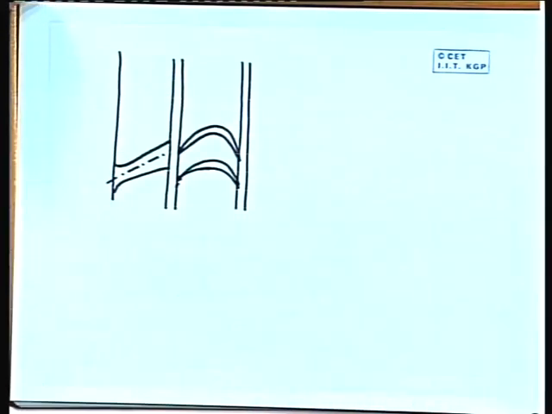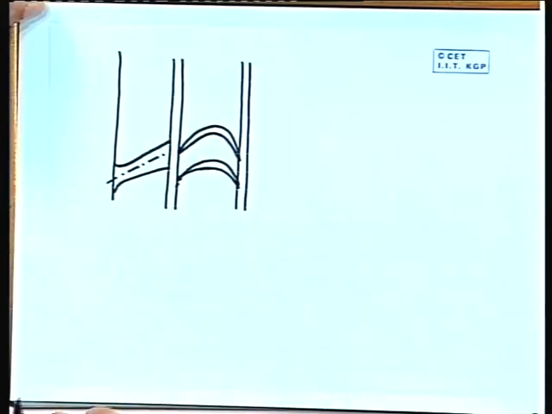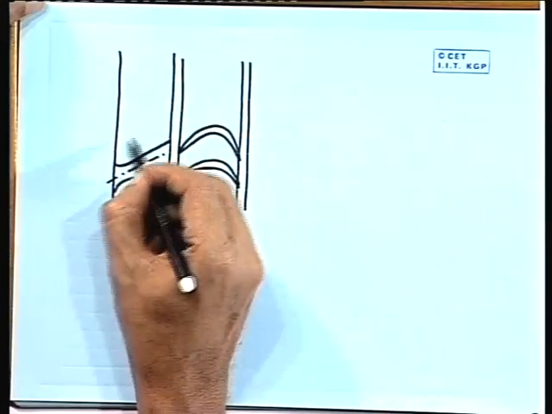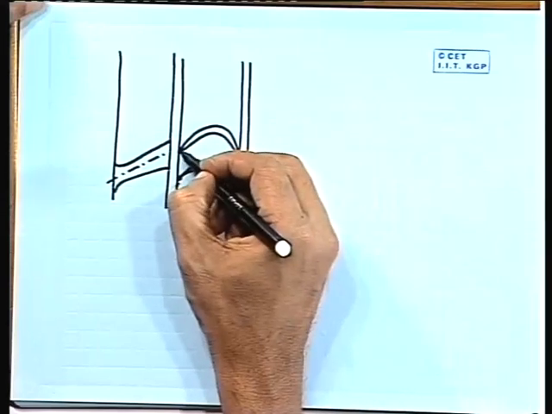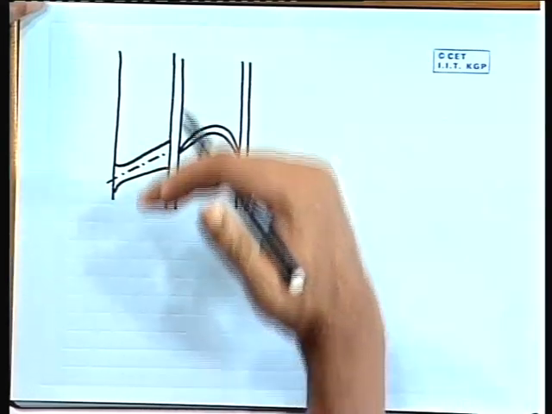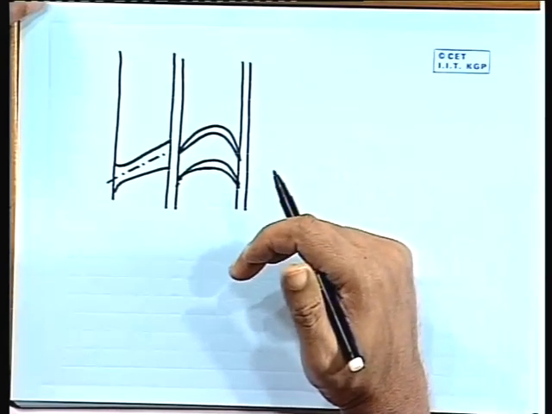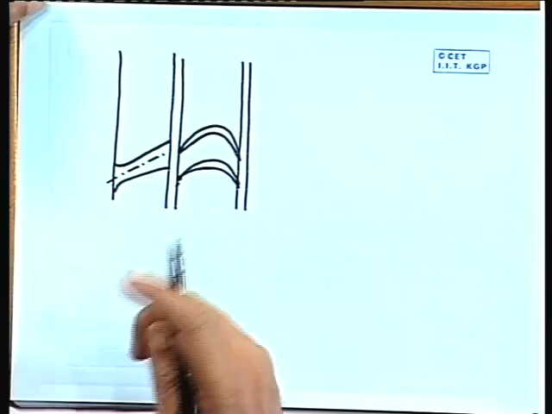So, I have shown two rows. This is the row for the nozzle and this is the row for the impulse blading. This is a stationary row where a number of nozzles will be there, and this is a row of moving blades where a very large number of blades will be there, and that will be rotating as they are mounted over the turbine drum or turbine disc.